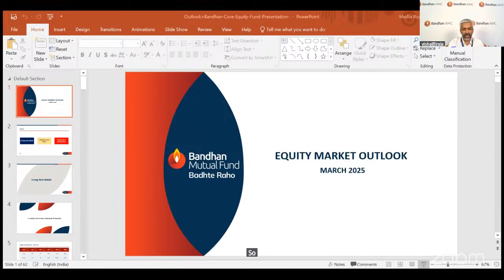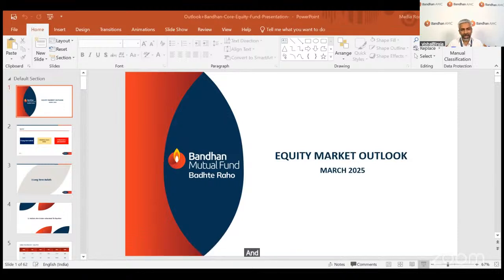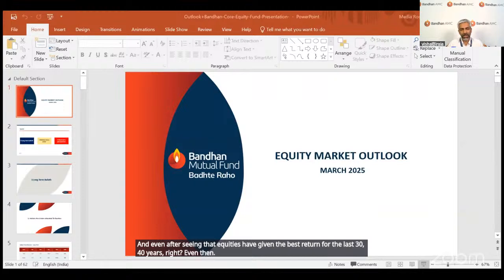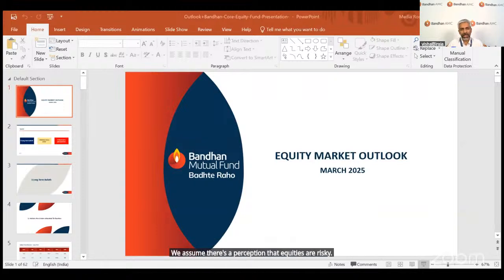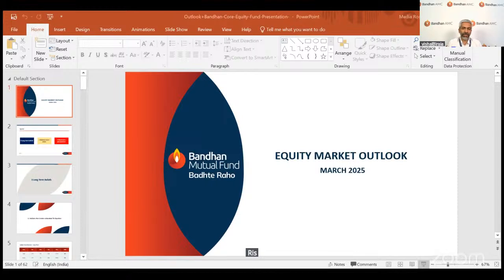Indians are traditionally under allocated to equities. We have considered equities very risky. And even after seeing that equities have given the best return for the last 30, 40 years, there's a perception that equities are risky. Equities are definitely risky in the short term, but what do we exactly mean by risk? Risk is loss of capital, and in most cases it is permanent. So this permanent loss of capital is actually the real risk.